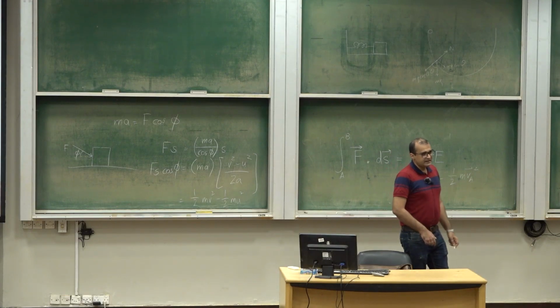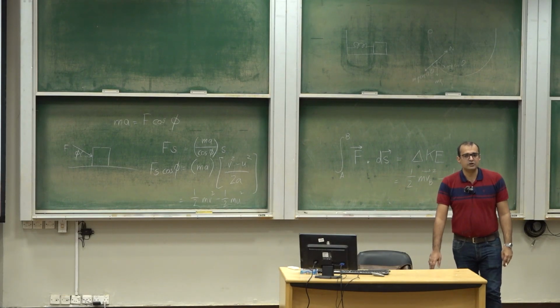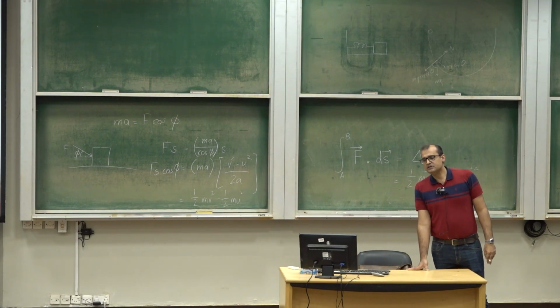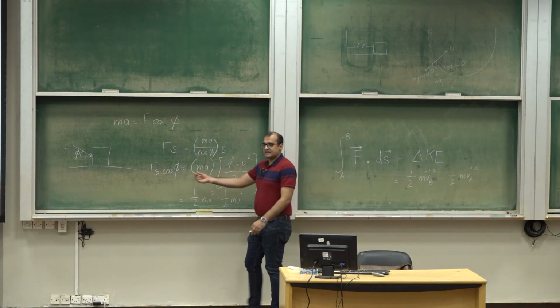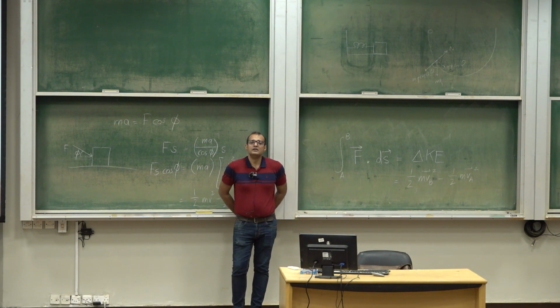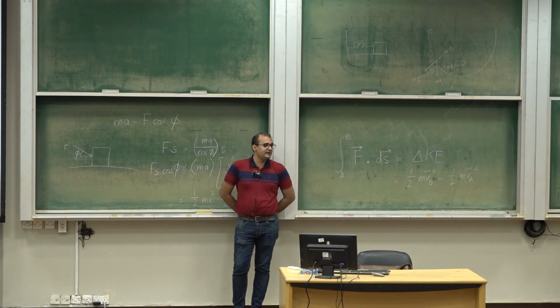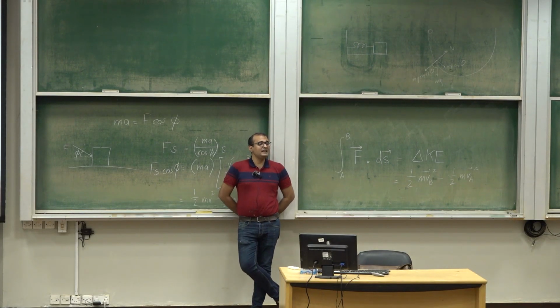So I redefine this quantity that I'm talking about, force multiplied by distance, to instead be force multiplied by distance multiplied by the cosine of the angle between what? Between the force vector and the displacement vector of the box. That's what phi is.